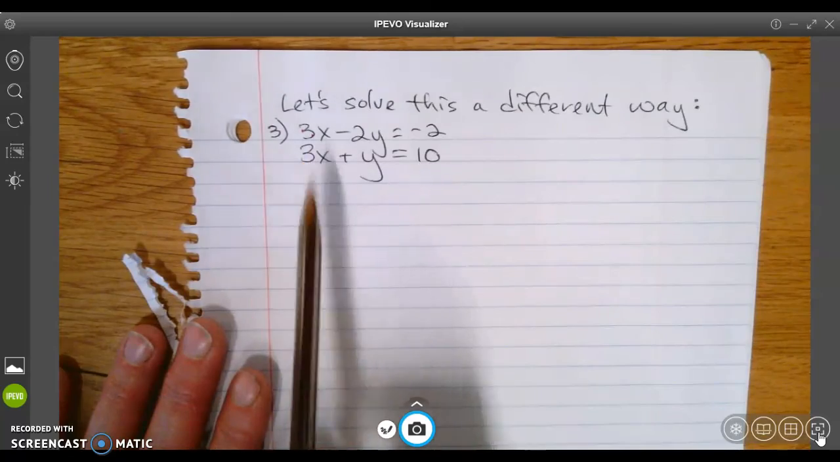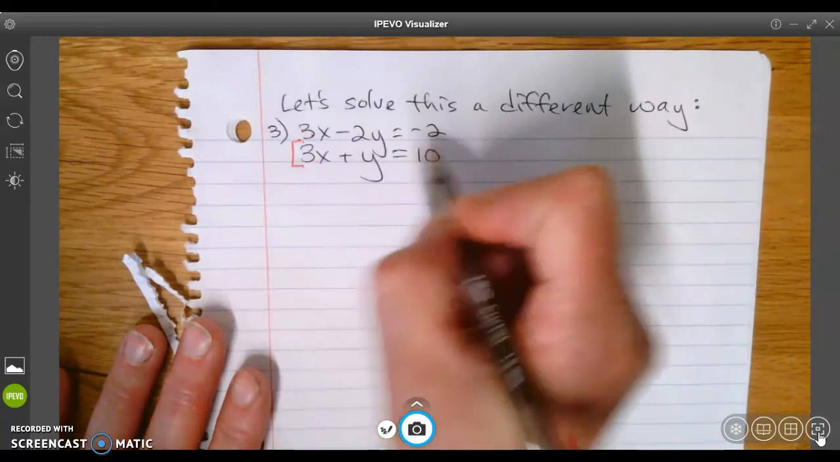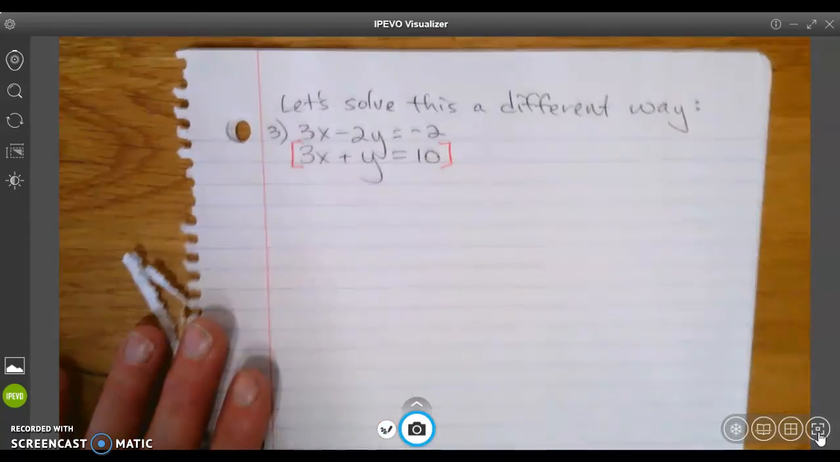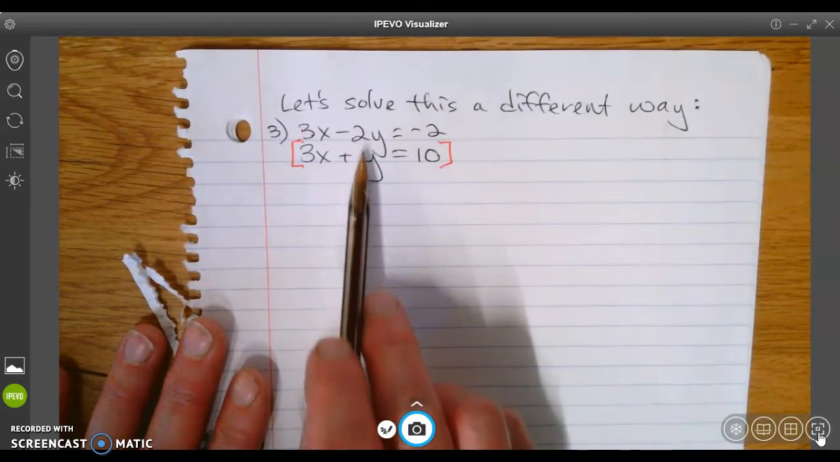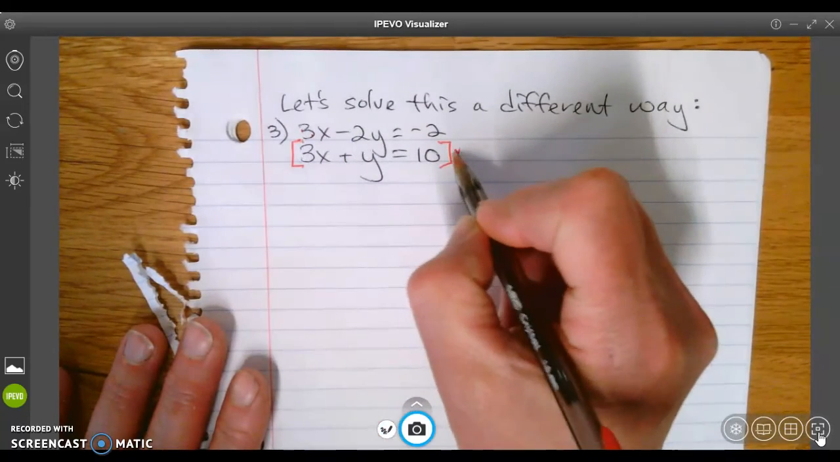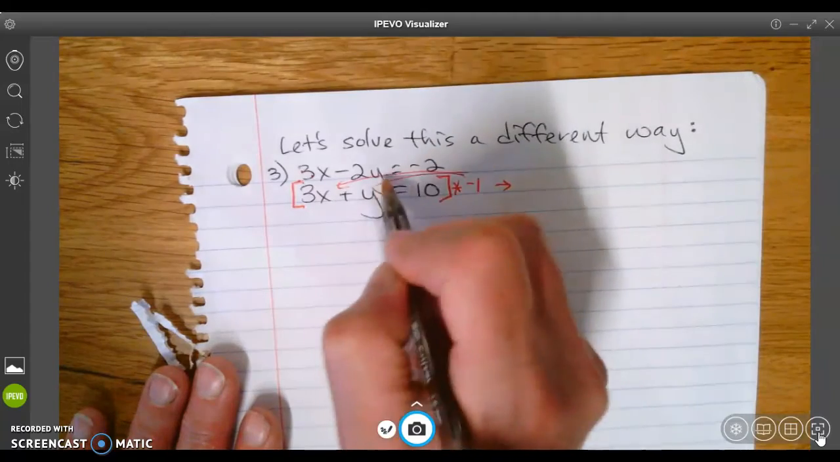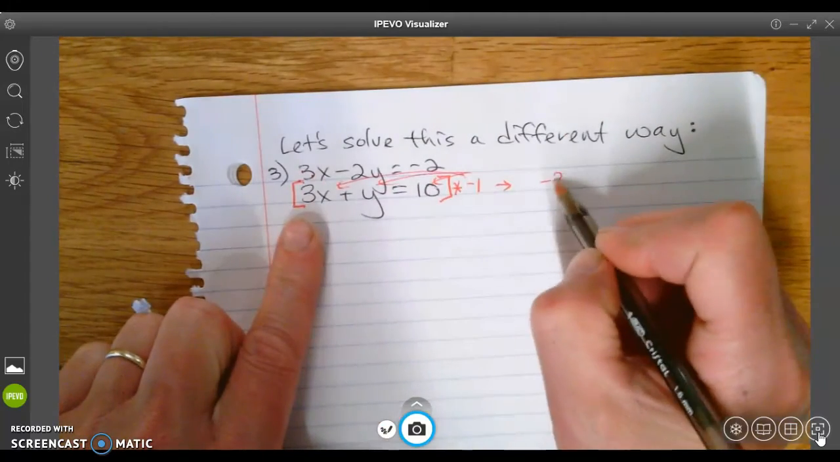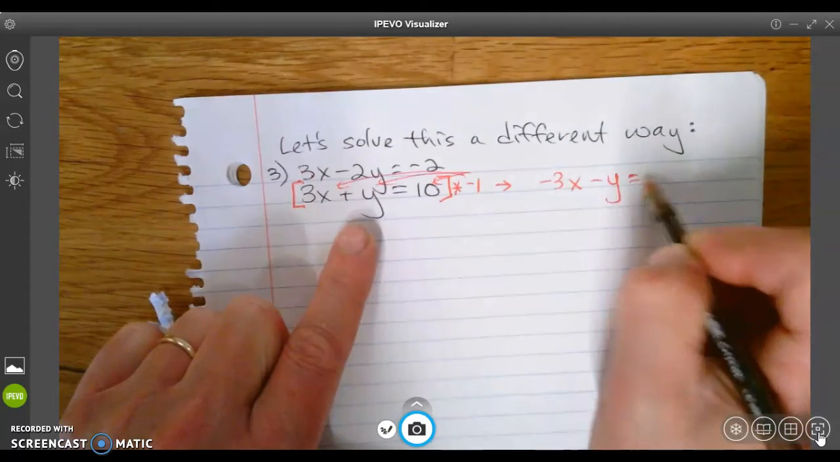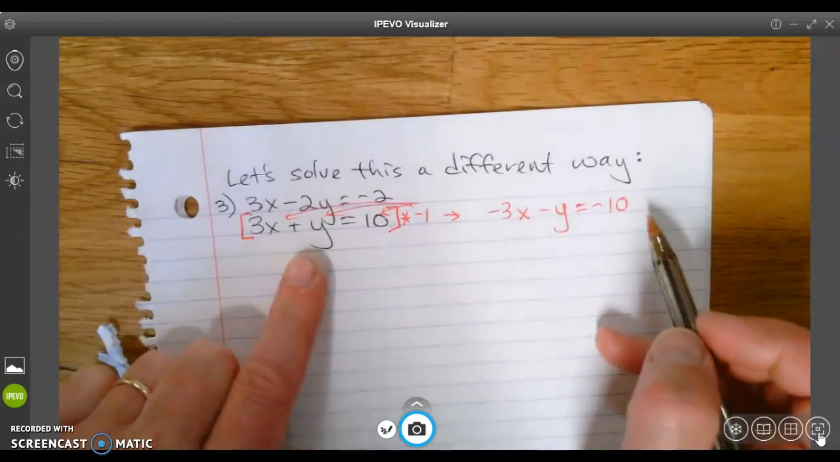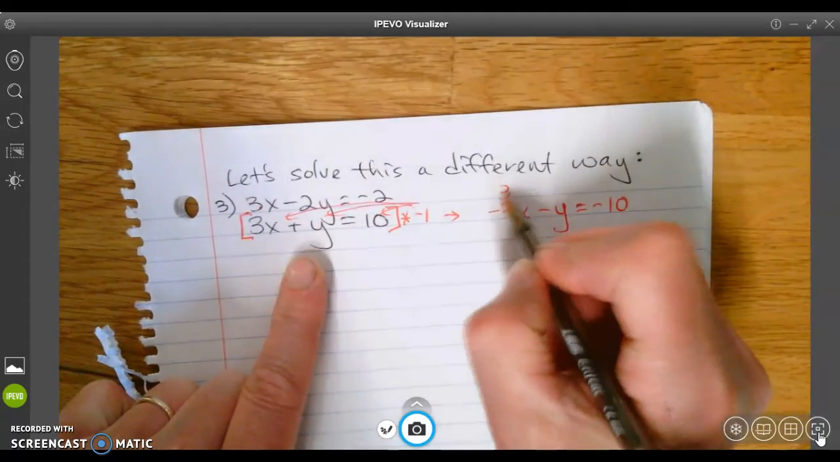If you wanted to take this route, what you could do is, instead of doubling the bottom equation like we did so that we could cancel out the y's, you could multiply by negative 1. And again, make sure you distribute all the way through. This would be negative 3x, negative y, and negative 10. So you're not dealing with numbers that are as large. But look what it's going to do for you.